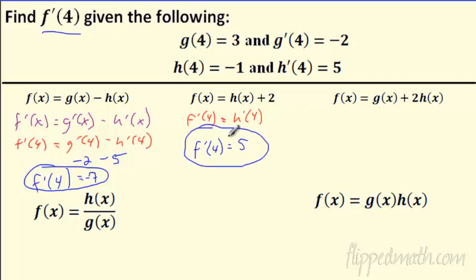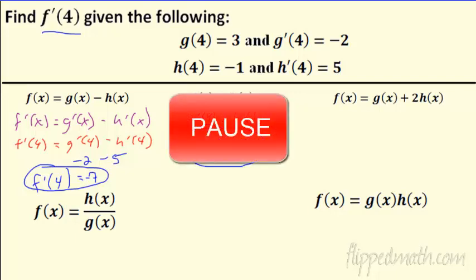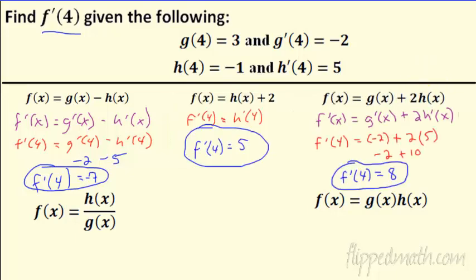Love it. You want to try one? Pause it. Try it. See how you go on this one over here. That 2 is just like the constant in front. So boom, you're just multiplying by 2. Fantastic.